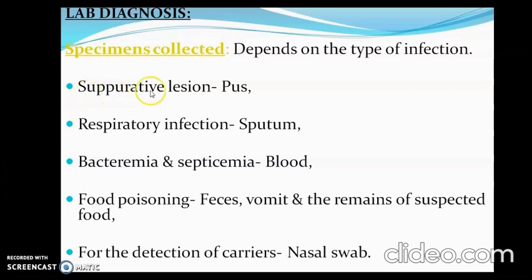If it is the case of a suppurative lesion, we have to collect the pus. If it's a respiratory infection, sputum has to be collected. If it is a bacteremia or septicemia, that is if the infection has spread to the blood, the specimen to be collected has to be blood. If it is an intoxication, like a case of food poisoning, we have to collect the fecal matter or the vomit or the remains of the suspected food. And in order to detect the carriers, we have to take the nasal swab.